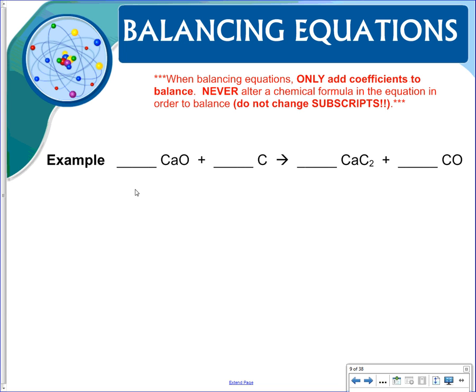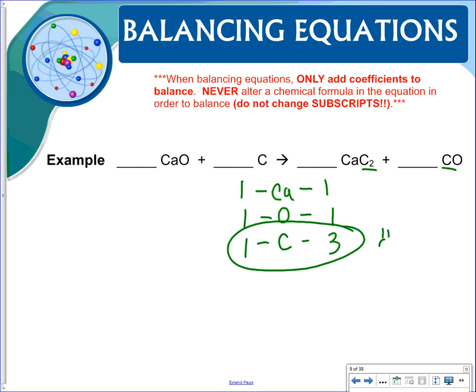So let's do an atom inventory to see what's going on and what's not balanced in this reaction. Okay, so I've got calcium, I've got oxygen, and carbon. On the left side, I've got 1 calcium, 1 oxygen, and 1 carbon. On the right side, or the product side, I've got 1 calcium, 1 oxygen, but I've got 3 carbons. So 2 plus 1 gives me the 3 carbons. So I can see here that it's carbon that is making this not balanced.